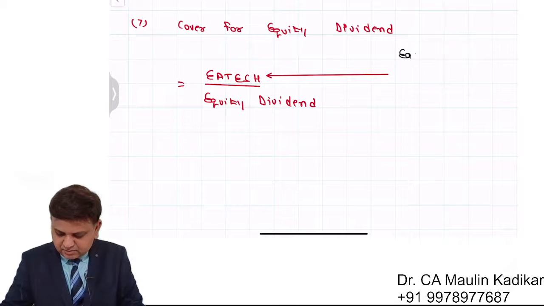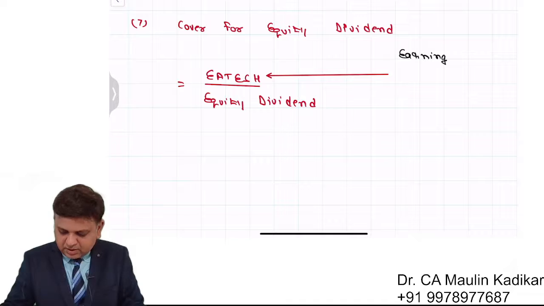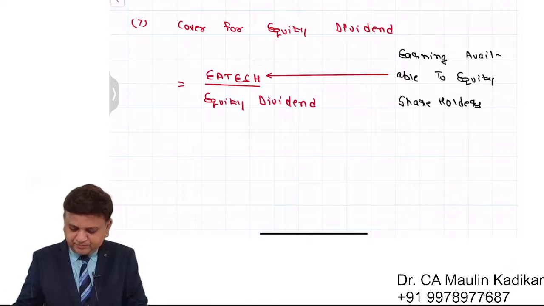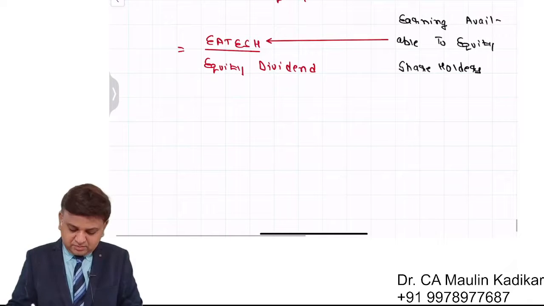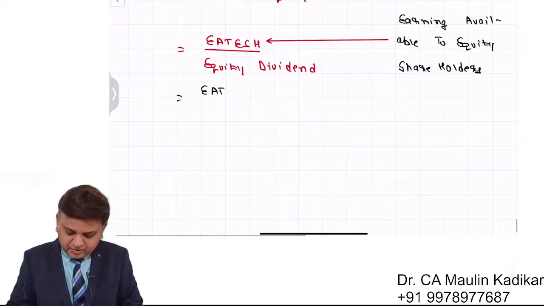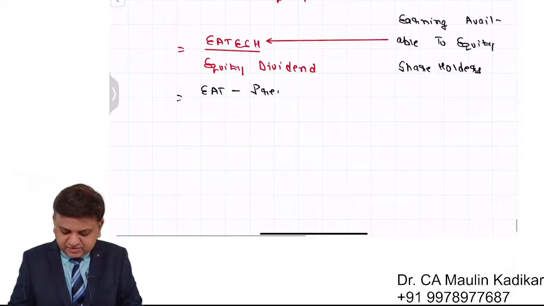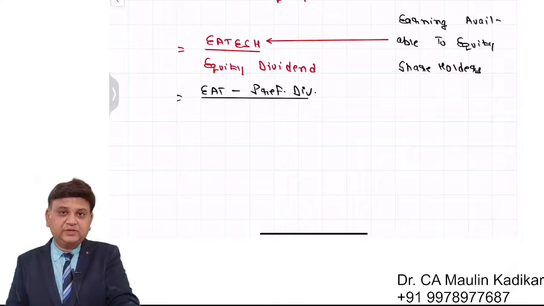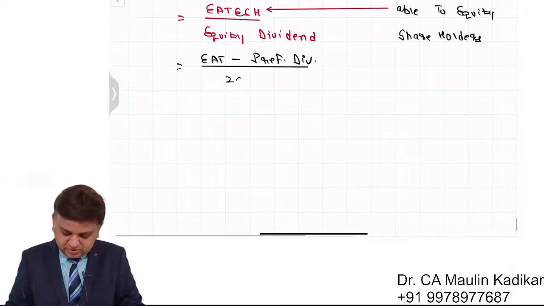This is earning available to equity shareholders divided by equity dividend. So it is earning after taxes minus preference dividend divided by equity dividend, that is 4% of 7 lakhs, that comes to 28,000.